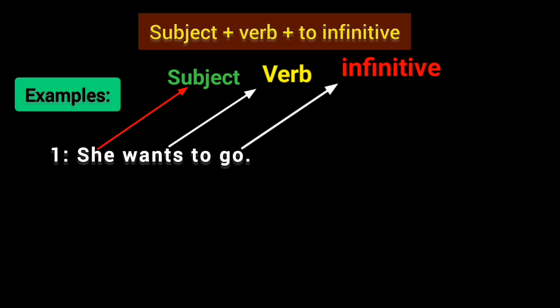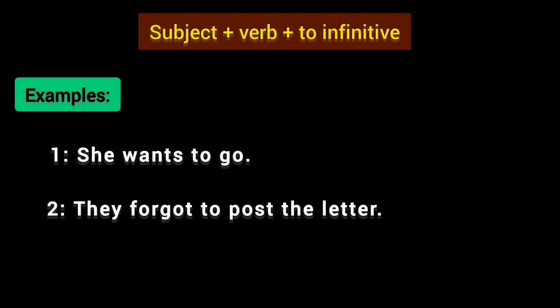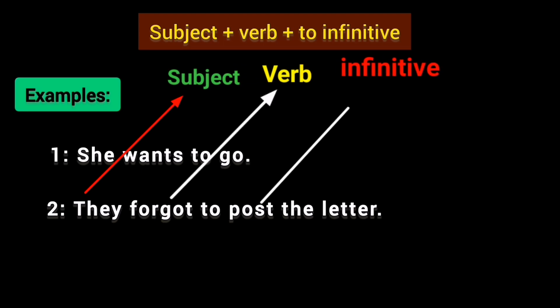There are many examples like this. They forgot to post the letter. Look at this example. The pronoun, they, is the subject, and forgot is the verb, and to post, is the to infinitive, and the letter is its object. You should not be confused with the words after the infinitive because they are object of the infinitive.